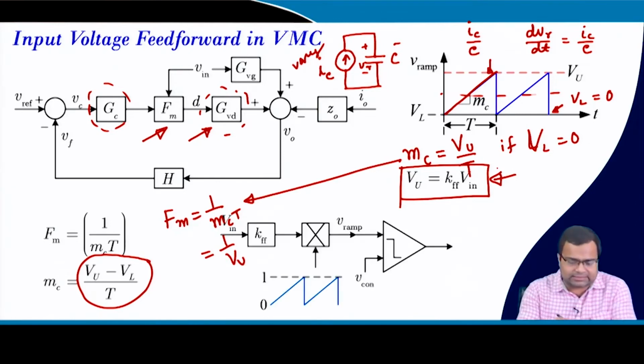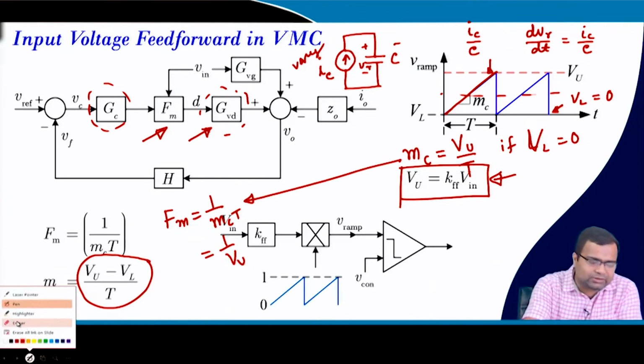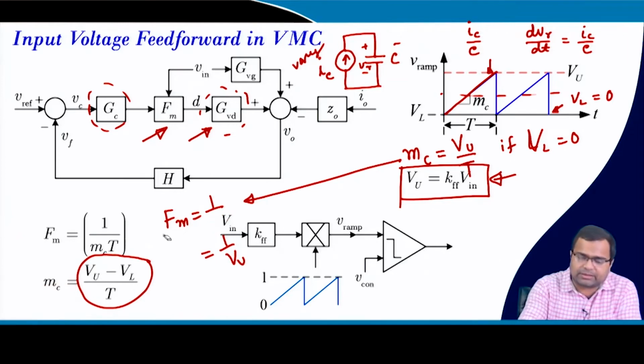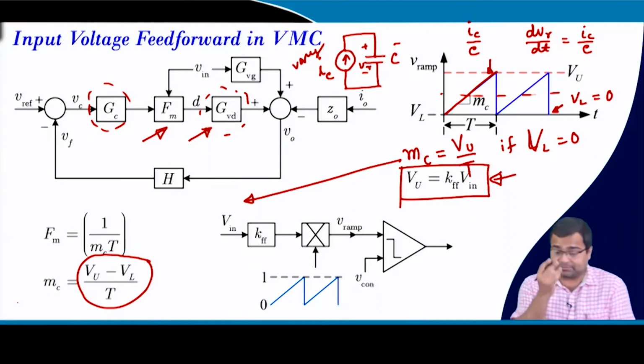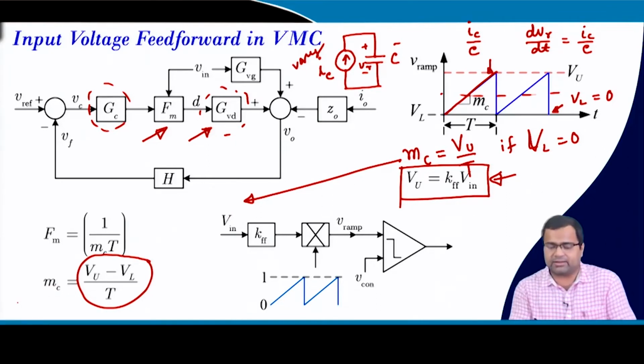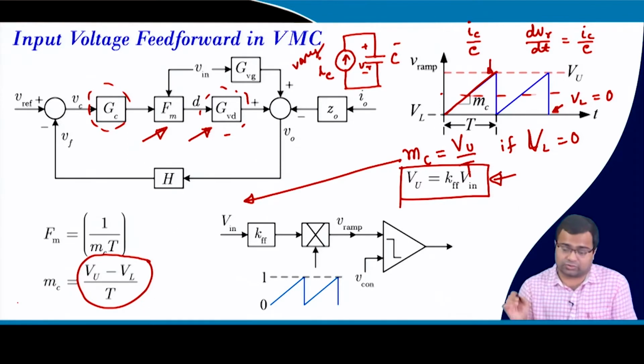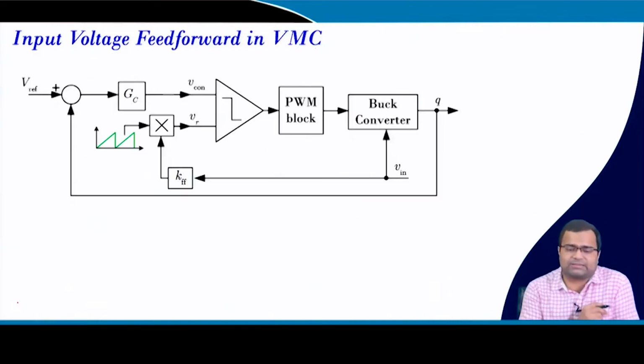So, here it is in the Simulink model I am showing, but in the actual circuit I told you that it can be implemented by using this current source. In fact, we can do it in Simulink also, no problem. So, ramp. Now, next, input voltage feed forward.